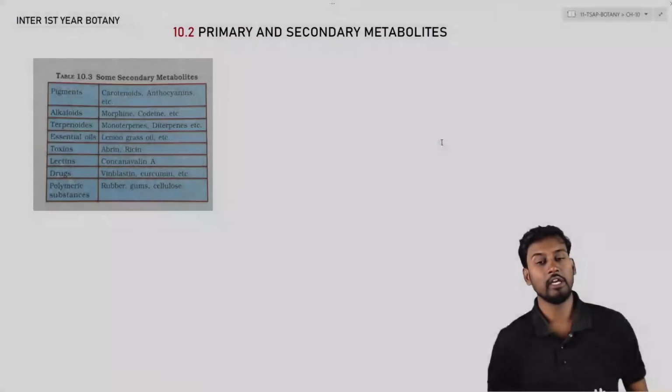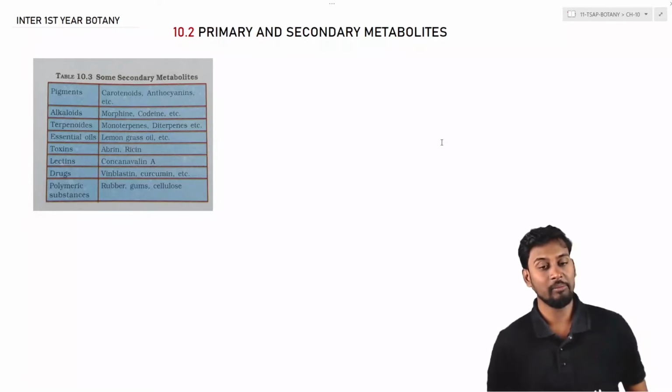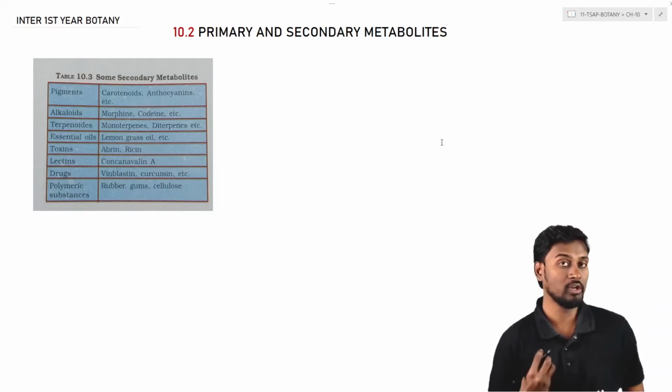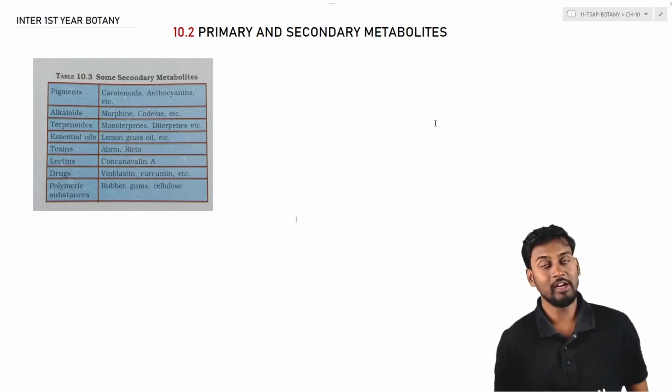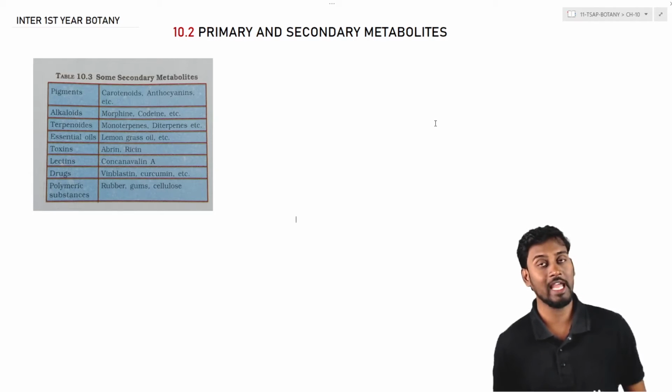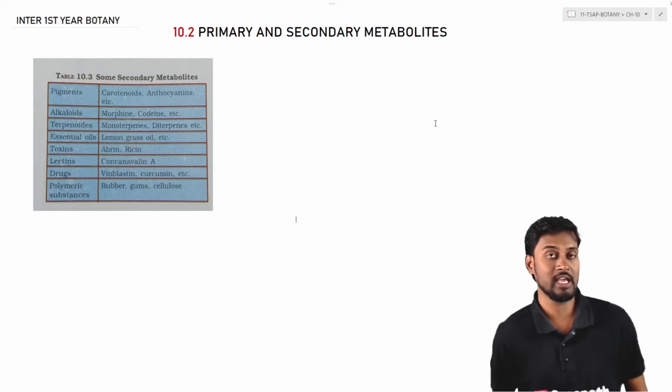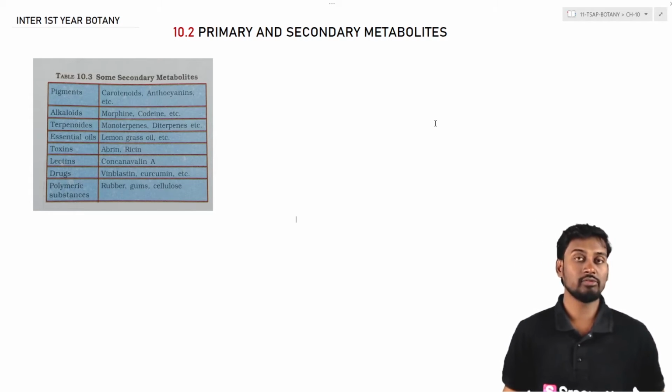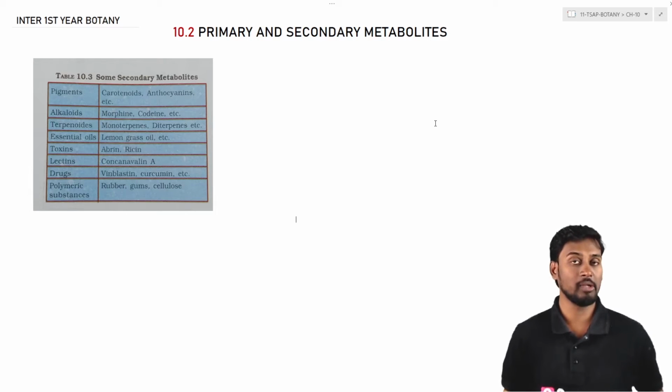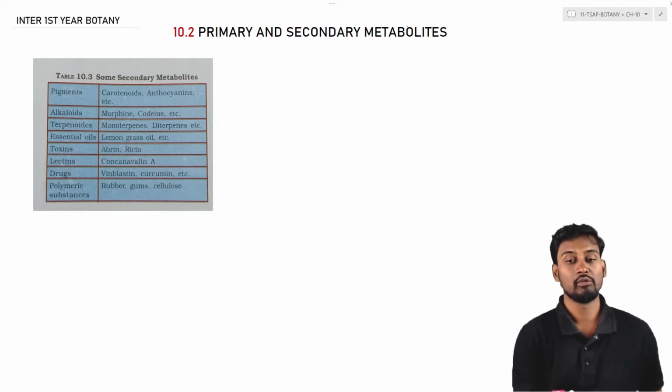So coming to the second topic, that is about the primary and secondary metabolites. What is primary and what is secondary metabolites? Metabolites can be the end products of the reaction, or they can be the intermediates of the reaction, which is nothing but called a metabolic reaction. The organic reactions which take place within the cell are called metabolic reactions. So the metabolic reactions give rise to the primary and the secondary metabolites.